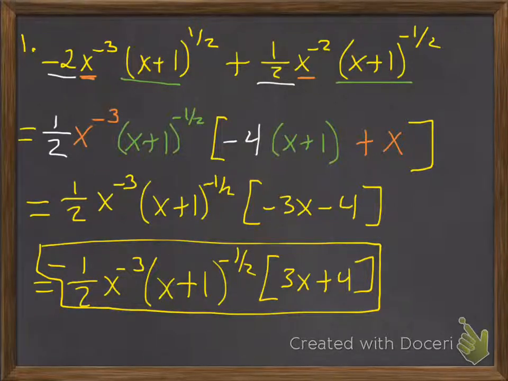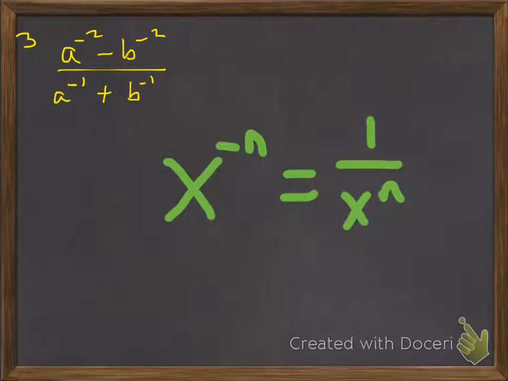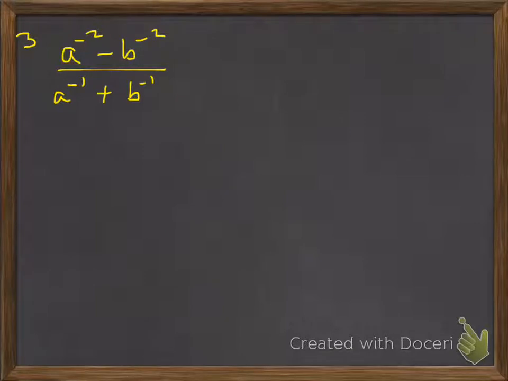Okay, the other problem many missed on the first page was a compound fraction. So we had a to the negative 2 minus b to the negative 2 over a to the minus 1 plus b to the minus 1. What this really requires is two things. One, we need to know what negative exponents mean: if we have x to the minus n, that means 1 over x to the n. And two, we need to know how to find a common denominator so we can clear our fractions. That's all we need to know for this problem.